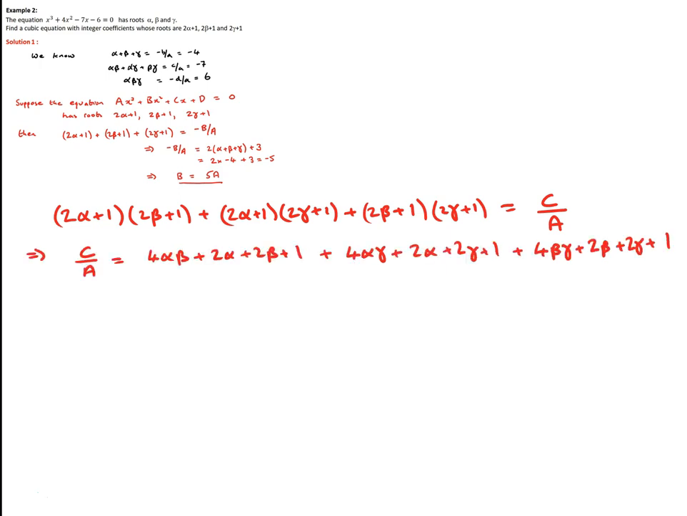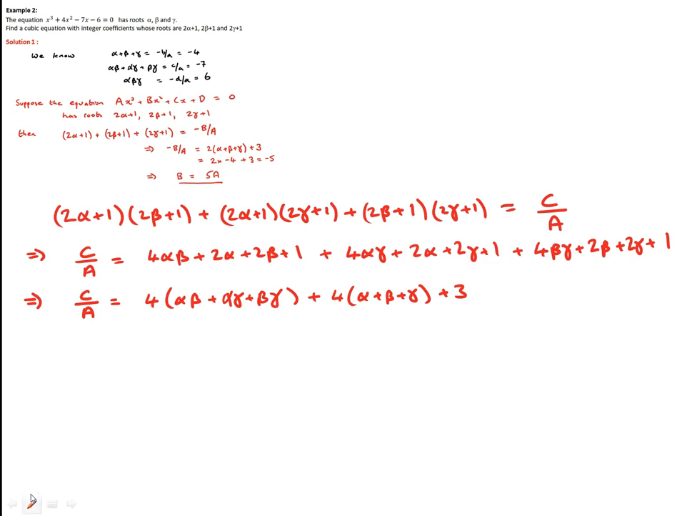We get c upon a equals 4 alpha beta plus 2 alpha plus 2 beta plus 1. That's the result of multiplying out the 2 alpha plus 1 by the 2 beta plus 1. Plus also 4 alpha gamma plus 2 alpha plus 2 gamma plus 1. Plus also 4 beta gamma plus 2 beta plus 2 gamma plus 1. Now the right hand side can be rewritten as 4 lots of alpha beta plus alpha gamma plus beta gamma plus 4 lots of alpha plus beta plus gamma plus 3.